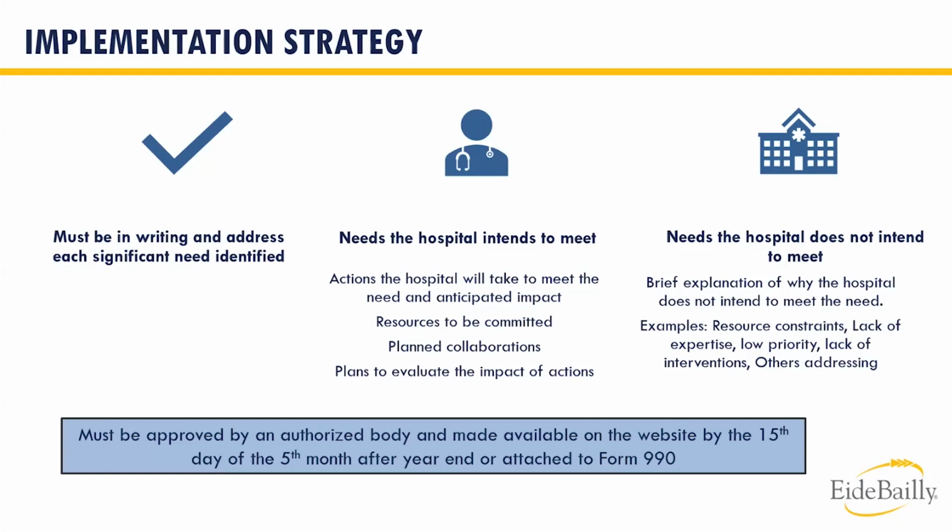There's 2 sections to this. The first is the needs the hospital intends to meet. So if, let's say, you've got adult obesity, drinking and drug abuse, the need for more physical activity within your community, and then the need for dentists, the hospital might say, well, we're going to take the first 3 because those are things that we feel like we've got programs or things we could do, or we could collaborate with others in the community to address.